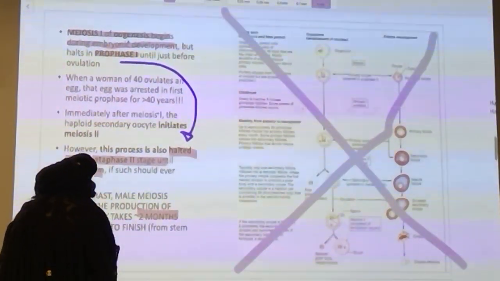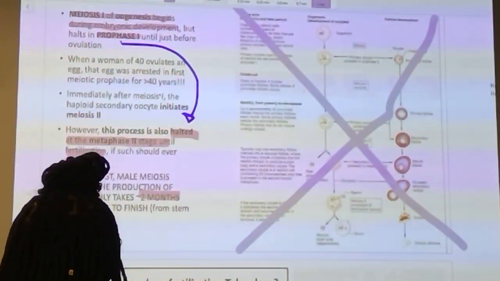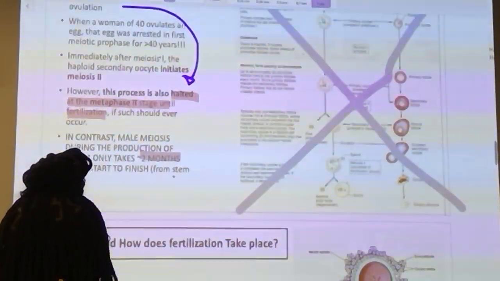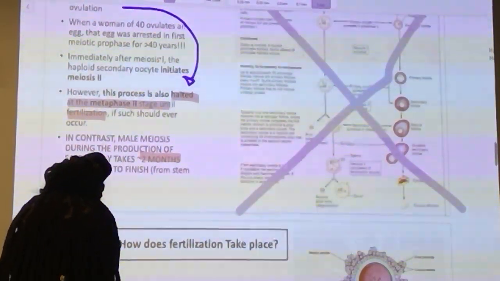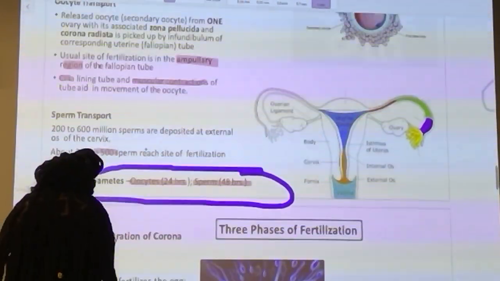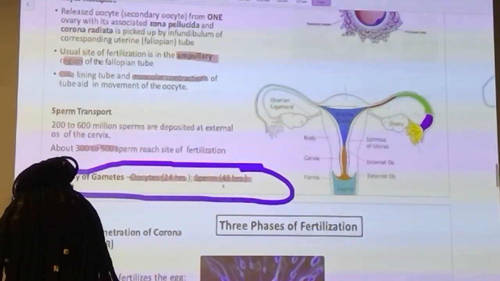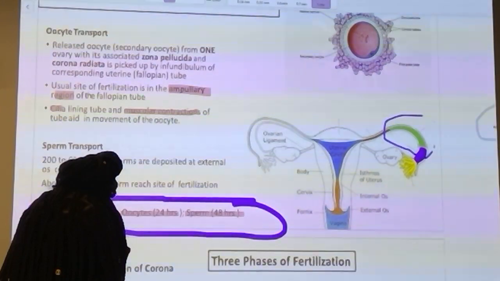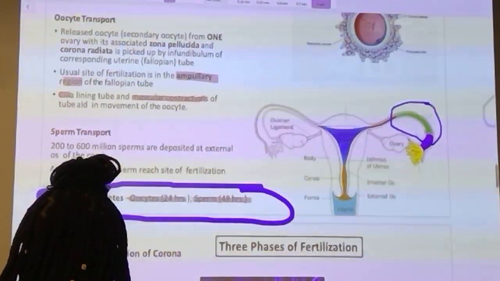So when a female is born, her eggs are at prophase 1. When she is beginning to ovulate, she goes to metaphase 2. And then once she decides to have a baby, that's when metaphase 2 completes. So know that the viability of an egg is 24 hours. For sperm, it's 2 days. And just know that the green one here is the most likely site for fertilization in ectopic pregnancies.